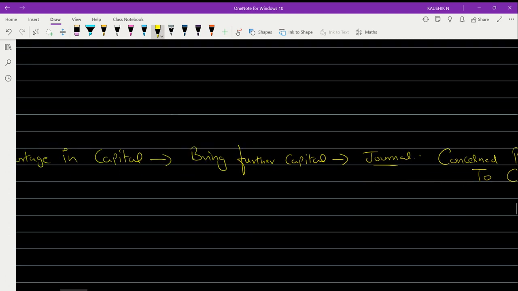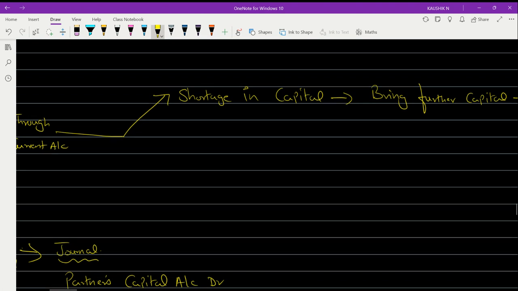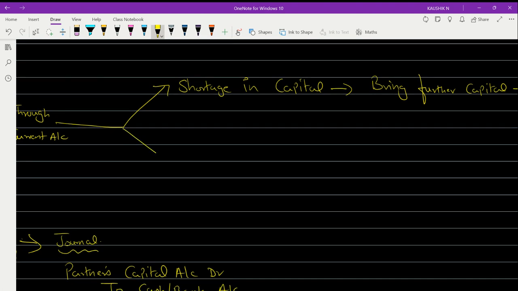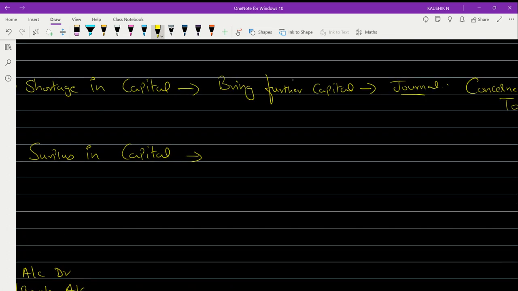Okay. Now the second case is when you have surplus. Surplus in capital. In this case, you will withdraw.